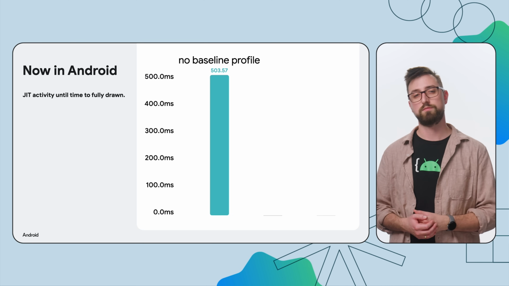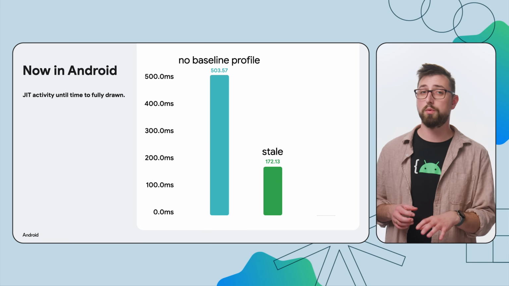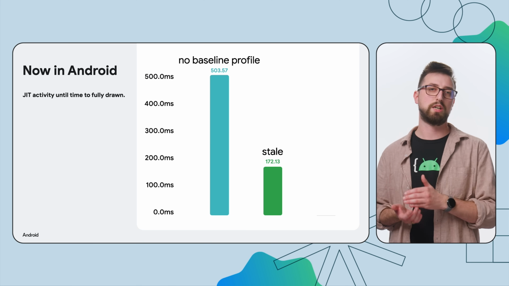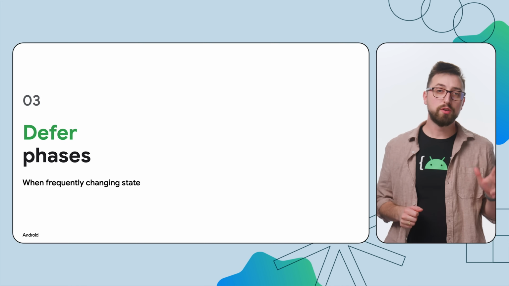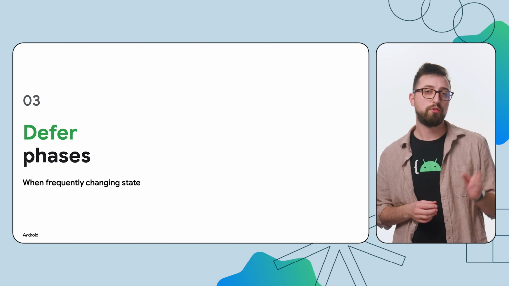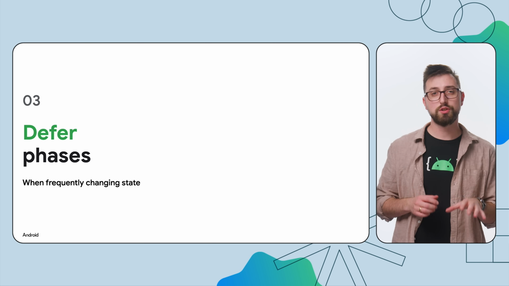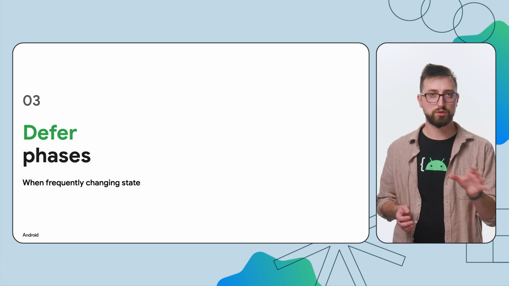If you have a stale baseline profile, which in this case was generated almost a year ago, you get much faster execution. But if you can, try to have your baseline profiles up to date for the best results. In the best case, you have 8 times less jitting, which means 8 times less code running in interpreted mode. Number 3. In our small example, something was recomposing too much. If you recompose too often based on animations or some frequent state changes, you can improve performance by deferring compose phases.